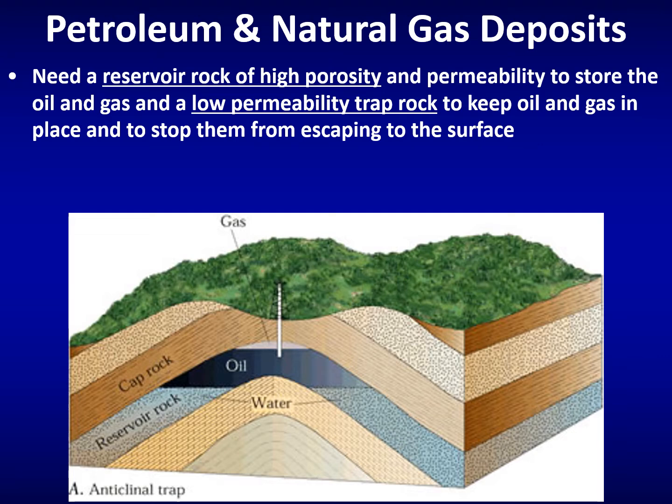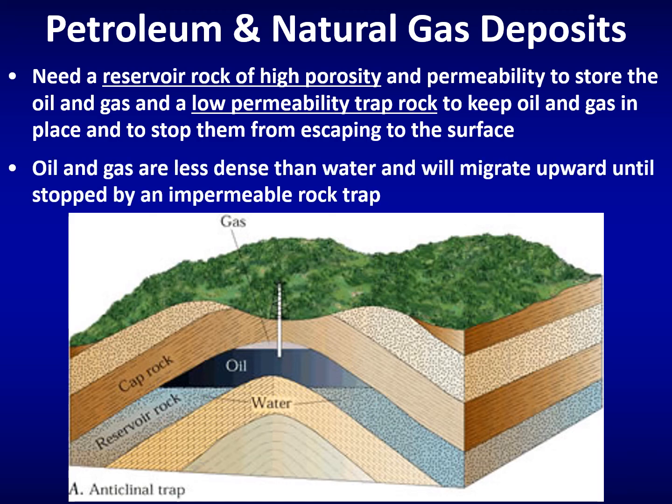So what you see pictured here is a reservoir rock with the oil and natural gas in it, and then a cap rock, quote unquote, that doesn't allow water or liquids to flow through very easily, and that acts as a cap to hold the deposit in. And so the oil and gas migrate upward through the reservoir rock and get trapped by the cap rock.